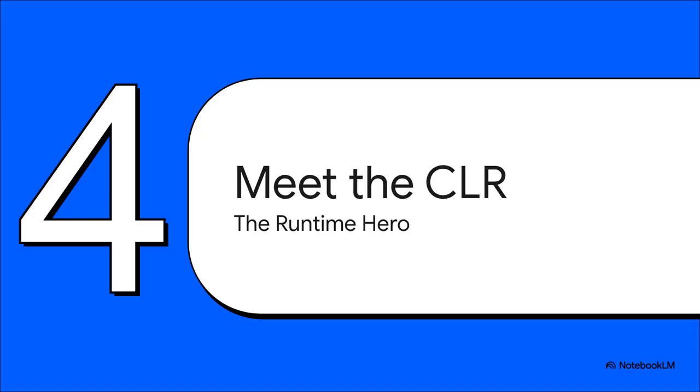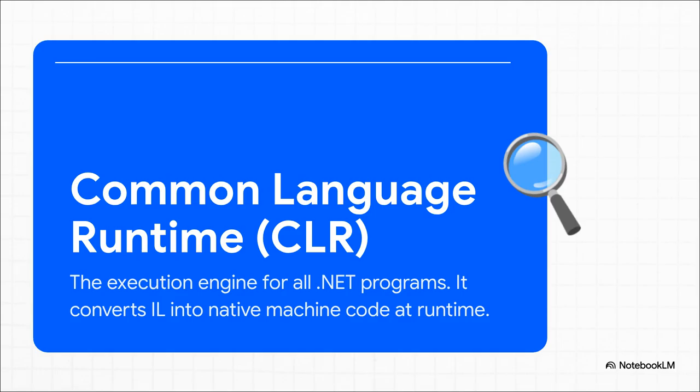So our code is now in this universal IL format, but it's still not ready. To take it the rest of the way, we need a hero. And in the world of .NET, that hero is the CLR, the Common Language Runtime. The CLR is, simply put, the engine for every single .NET program out there. Its number one job is to take that intermediate language we just saw, and right at the moment you run your program, convert it into the final native machine code that your processor can finally understand and execute. This is it. This is the final step.